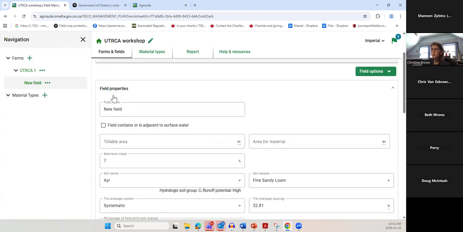Then I go to my fields, and I'm going to just be very original and say field 1. There's a bunch of questions. The one is a checkbox: does the field contain surface water? Is there a municipal drain going through, open water or a river? In this case, we're going to say, well, I guess we could say yes, but.